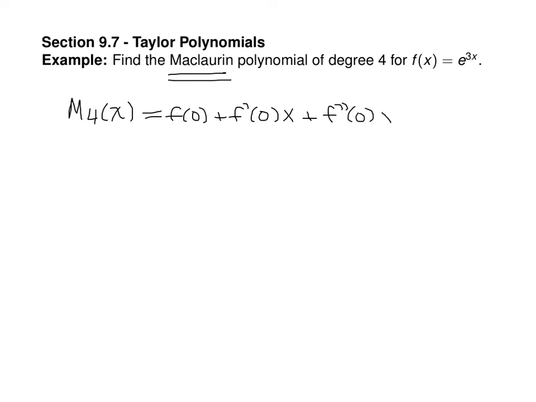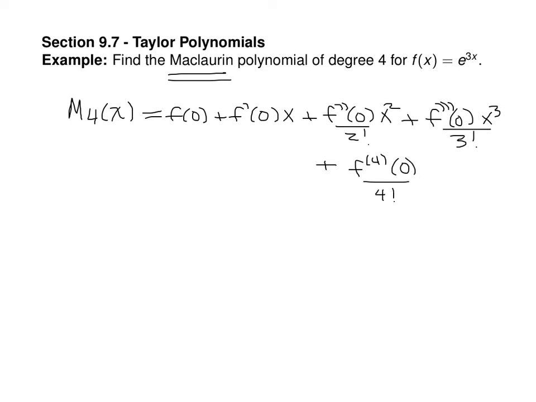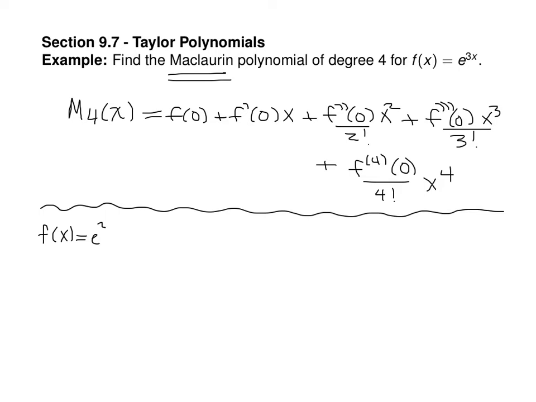at 0 times x squared all over 2 factorial plus the third derivative evaluated at 0 times x cubed over 3 factorial, and plus the fourth derivative evaluated at 0 over 4 factorial times x to the fourth. So we're going to need to find the first 4 derivatives of e to the x, but that's not super hard. So f of x is equal to e to the 3x.